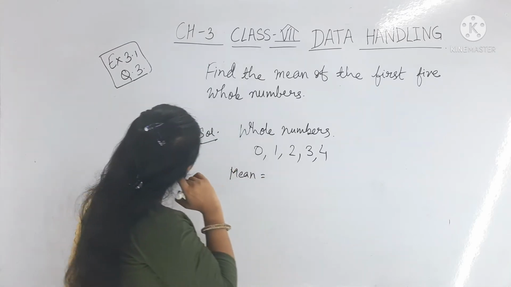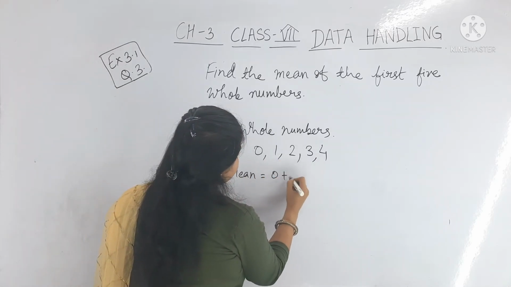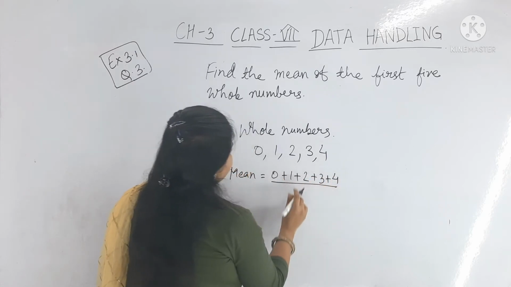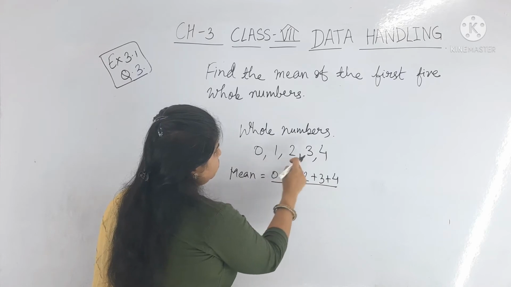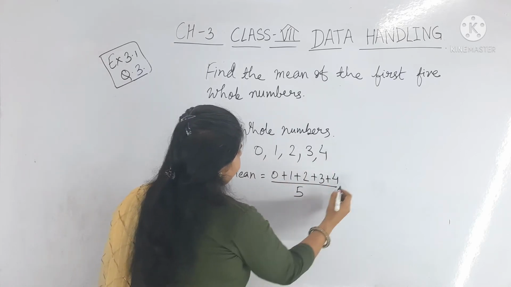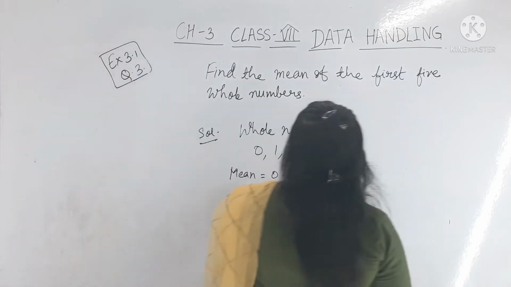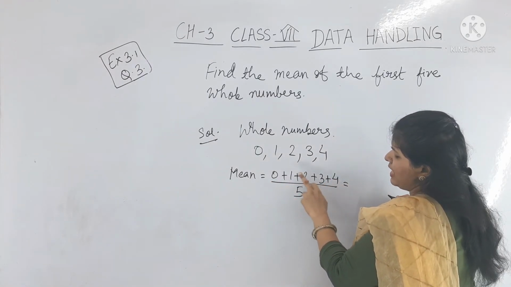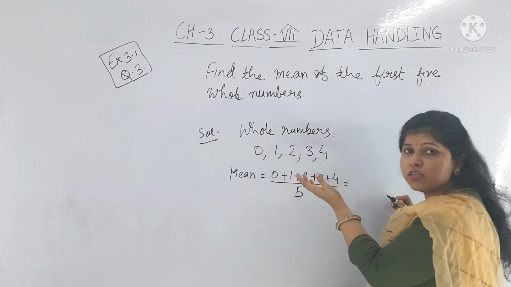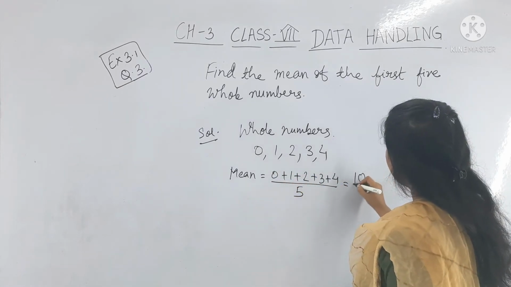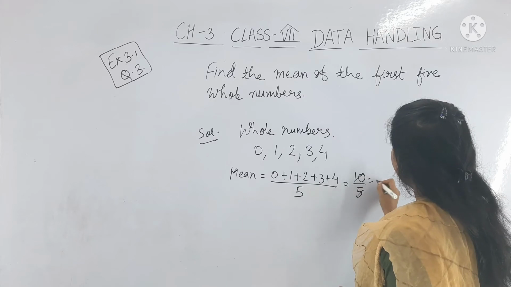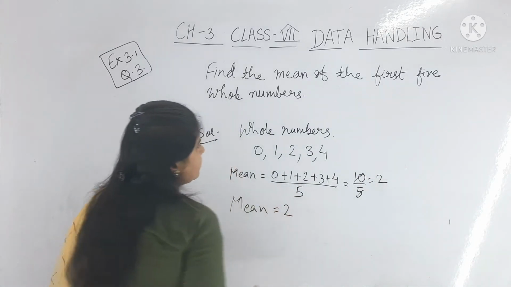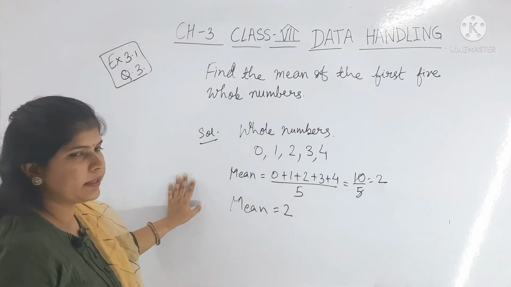Mean, we know, is the sum of observations, so you have to sum these, divided by how many numbers? 1, 2, 3, 4, 5. So here 5. If you solve this, 4 plus 3 is 7, 7 plus 2 is 9, 9 plus 1 is 10, and 10 plus 0 is the same number, that is 10 divided by 5. So 5 twos are 10. Your answer is mean is equal to 2. Like this you have to calculate the mean.